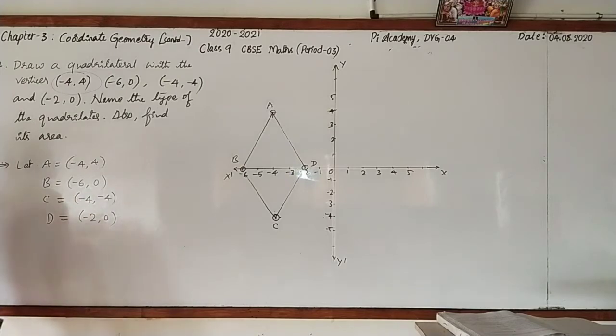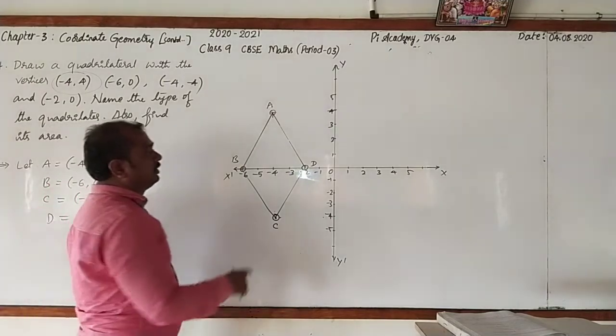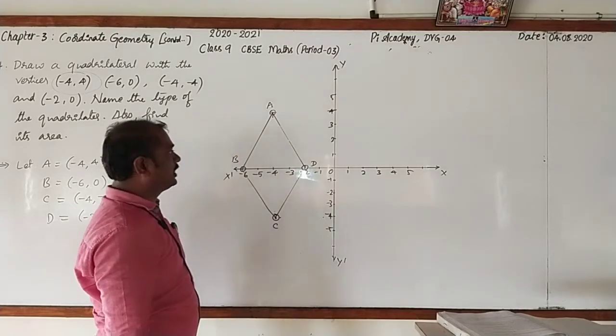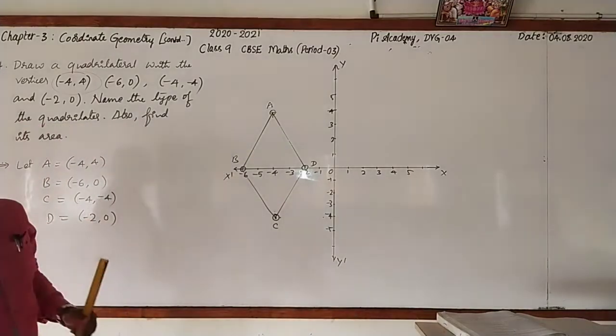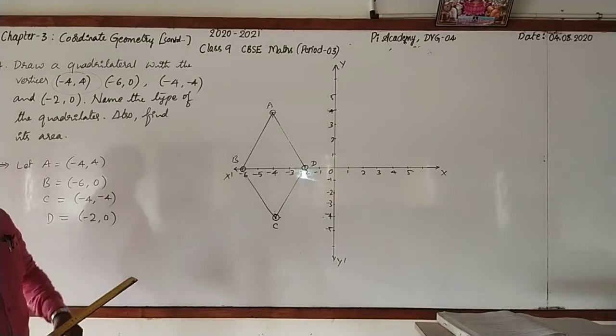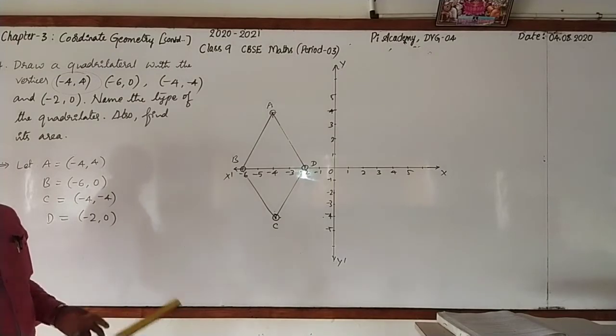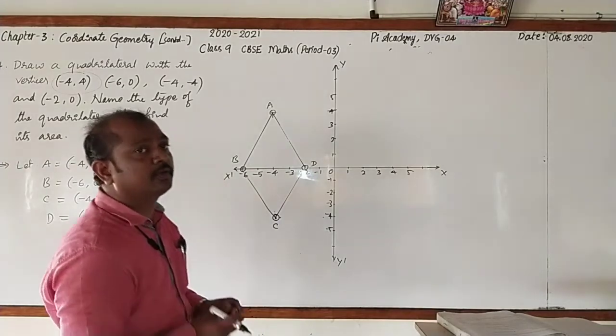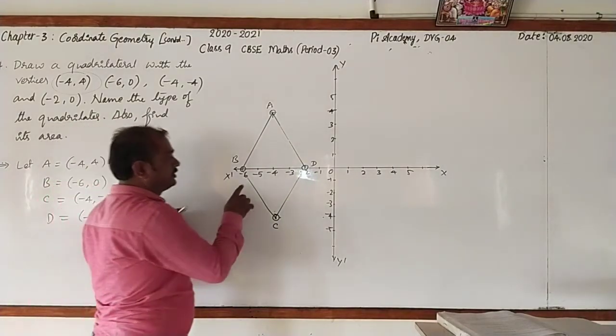Next, name the type of this quadrilateral. What is it about the type of the quadrilateral? See, it has 4 sides. No doubt it is a quadrilateral. But to decide that type, you should come to know. You have to recall its properties. Observe.